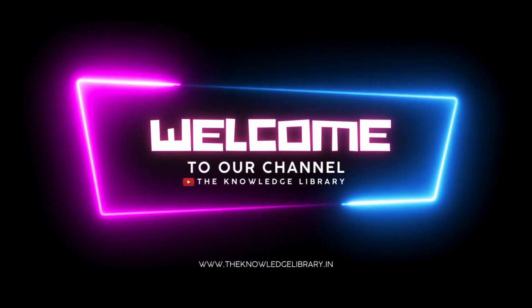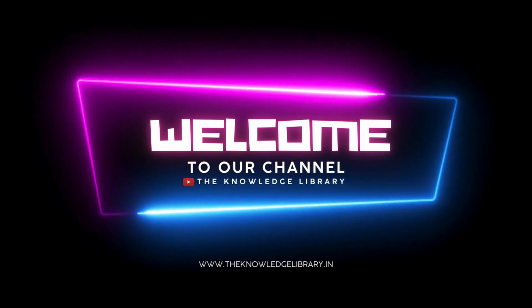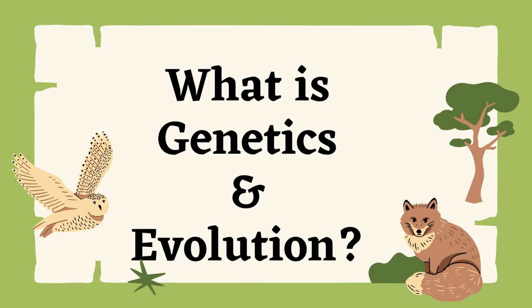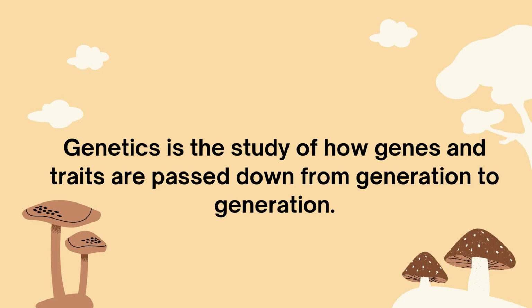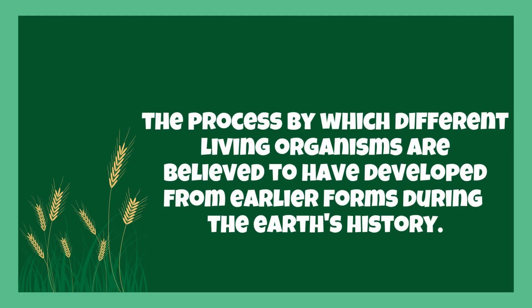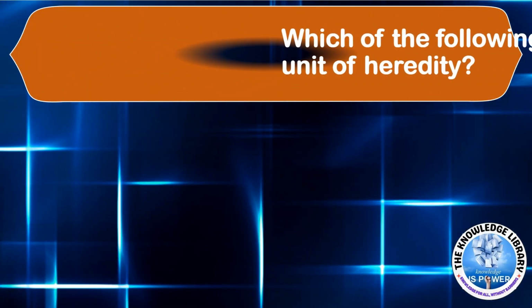Today we are going to discuss some important MCQs on genetics and evolution. Before starting the video, let's know what is genetics and what is evolution. Genetics is the study of genes, heredity and variation in living organisms. It deals with how traits are passed from parents to offspring and how these traits are expressed. On the other hand, evolution is the process through which species of organisms change over time through changes in the genetic makeup. So let's start.